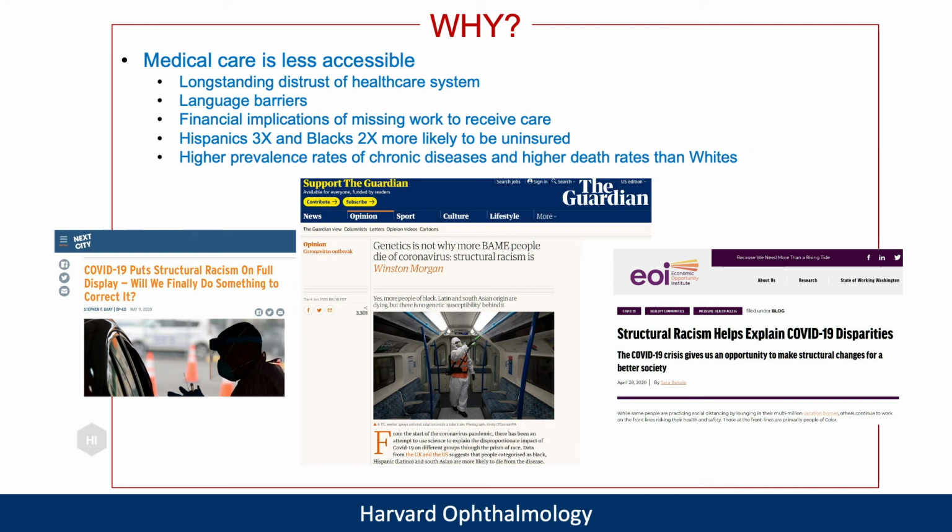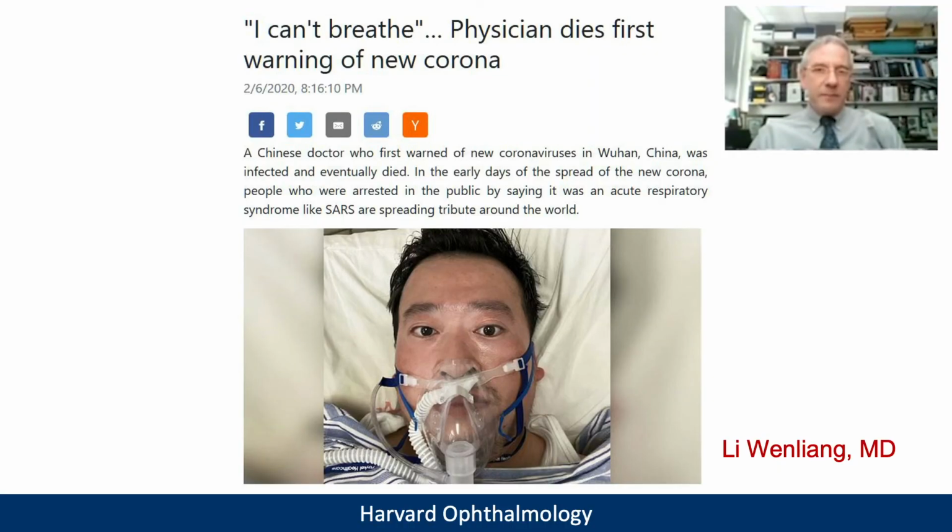We all know about Tuskegee. There are language barriers. There are financial implications of missing work to receive care when your finances leave you at the very margin. Hispanics are 3 times more and Blacks twice as likely to be uninsured in the US. And there's a higher prevalence of chronic diseases and higher death rates due to, honestly, structural racism in our system than in whites, that once you become infected with the virus, make you more prone to death.